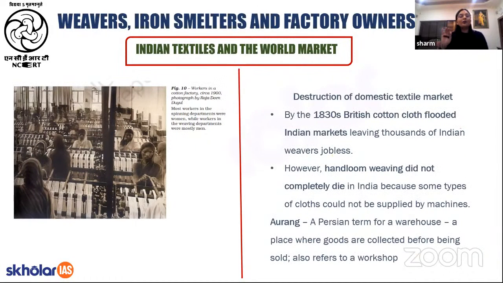Now, students, we are going to talk about the reasons because of which the domestic textile market of India declined. The domestic textile market of India declined after the coming of the British East India Company. That is something which I believe you all know. Before that, until there were Mughals, there were regional powers, they were all supporting the textile industry.